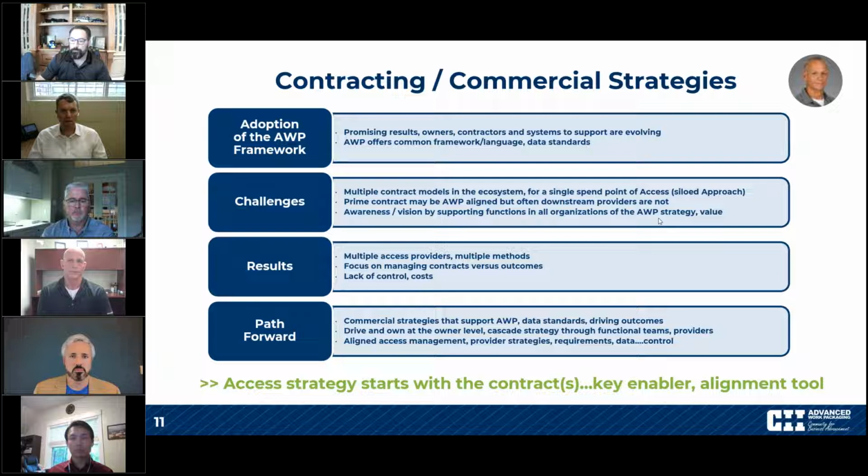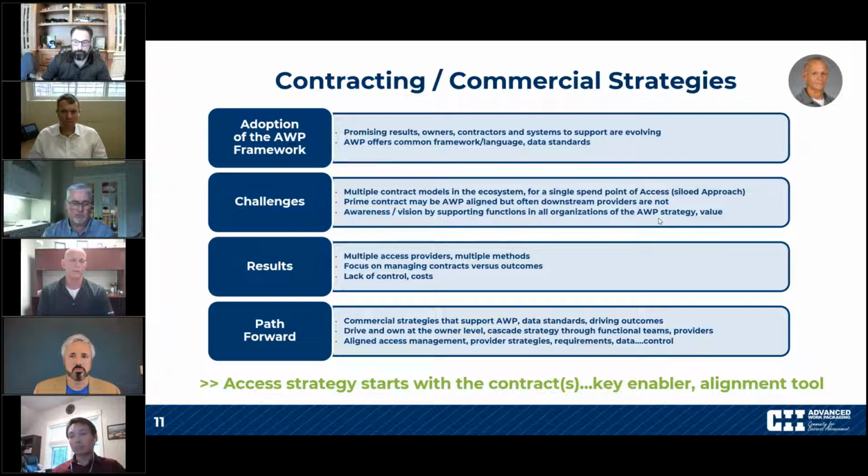Ultimately, there's a lack of control around access spend and really understanding where all the costs went, and more importantly, how we can save some of those costs in the next project through lessons learned.